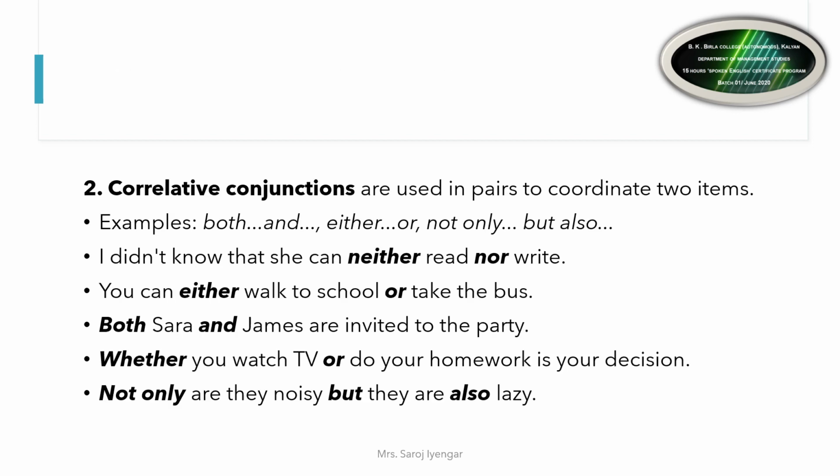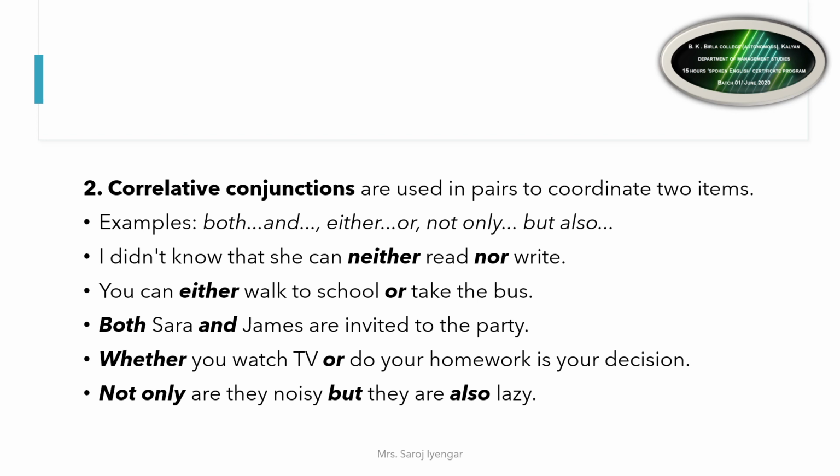Moving ahead, we have the correlative conjunctions. Now these are also known as the couple conjunctions. Why couple conjunctions? Because they never come individually, they always come in pairs. They are used in pairs to coordinate 2 items.